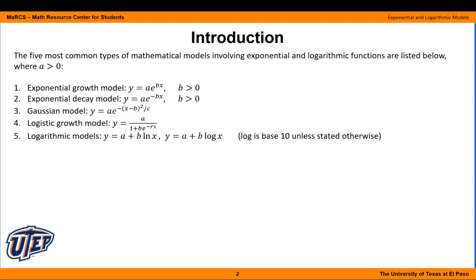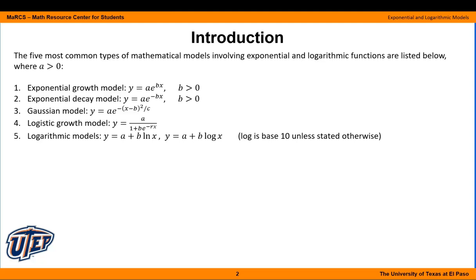There are 5 common mathematical models involving exponential and logarithmic functions. The first is the exponential growth model. This model describes quantities that increase at a rate proportional to their current size. Population growth is a common example. The second is the exponential decay model. This model describes quantities that decrease over time, such as radioactive substances.